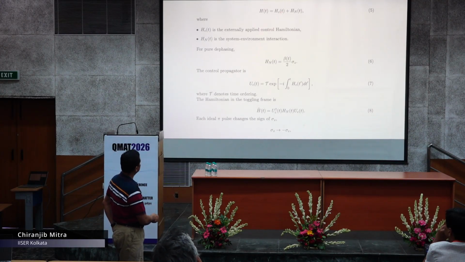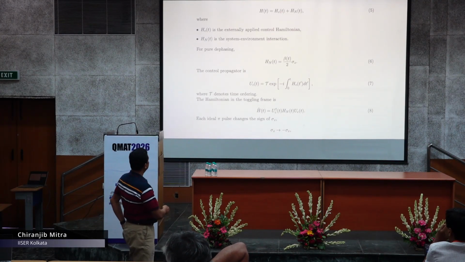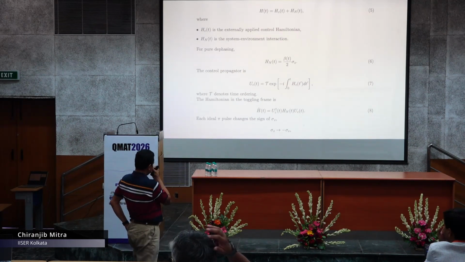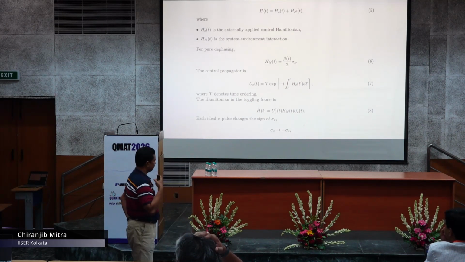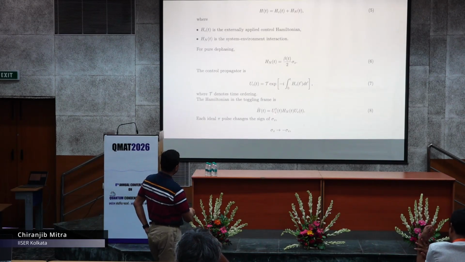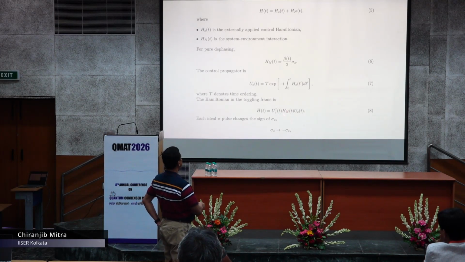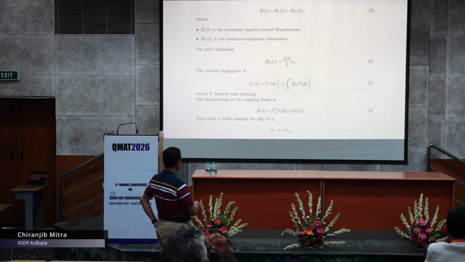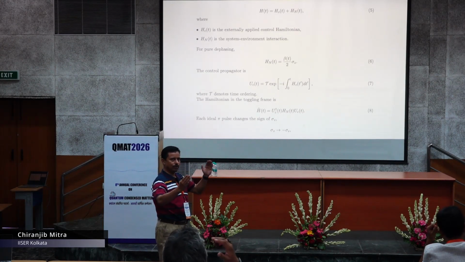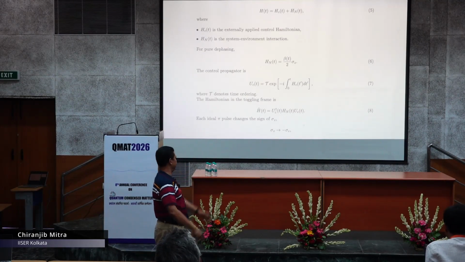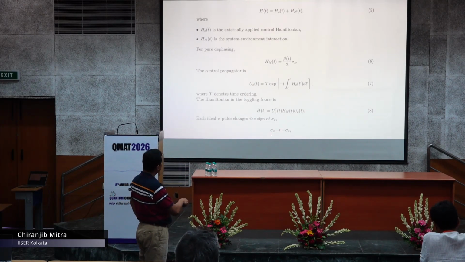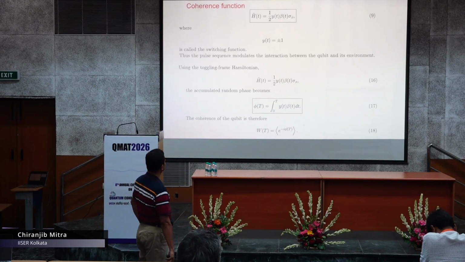So the control propagator, if I have the time evolution, is basically a time ordered expansion of this. Now in the toggling frame, or rather the interaction picture or the rotating frame, H_n is going to be modulated in the following way. A very simple example: sigma z is squeezed from both sides by sigma x, let's say. For an ideal pi pulse, the sign change sends sigma z to minus sigma z.